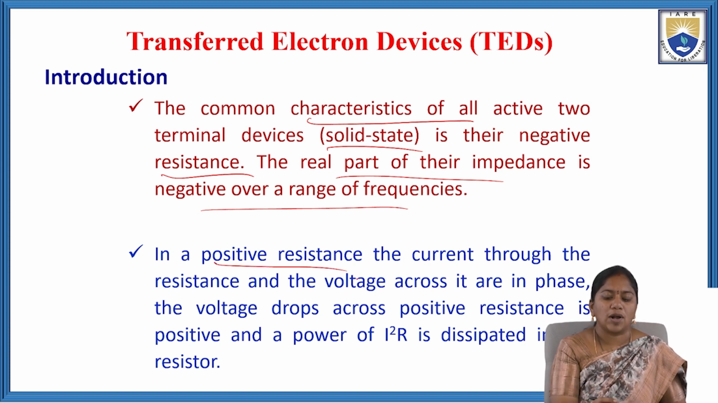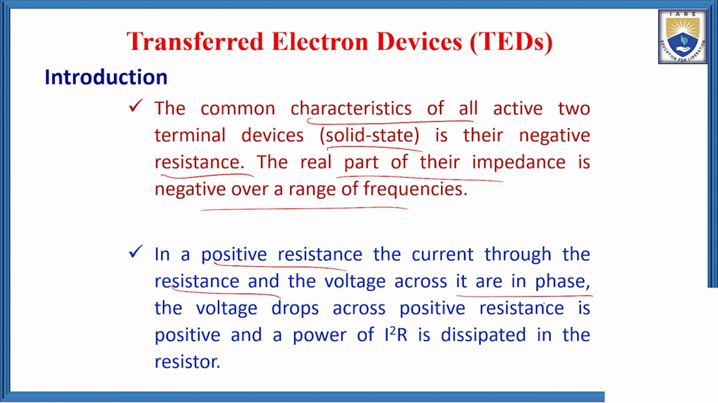In a positive resistance, the current through the resistance and the voltage across it are in phase. The voltage drop across the positive resistance is positive, and a power of I square R is dissipated in the resistor.